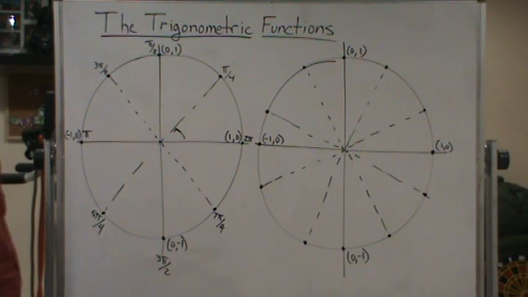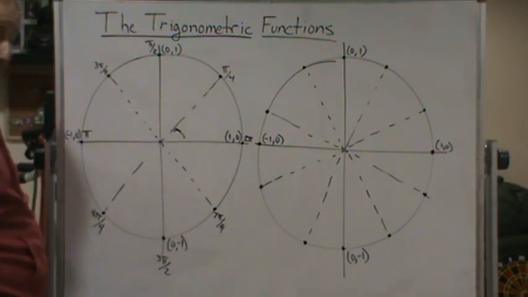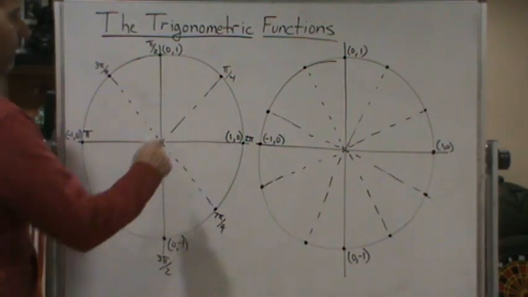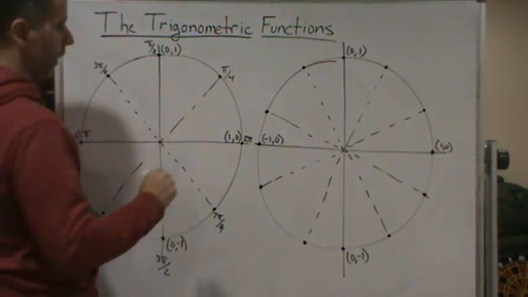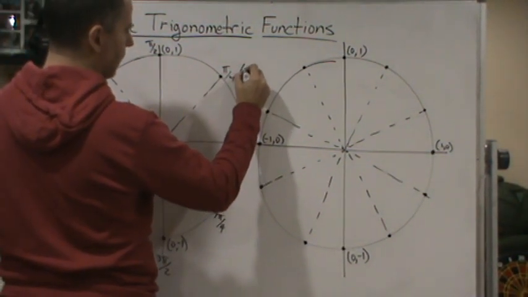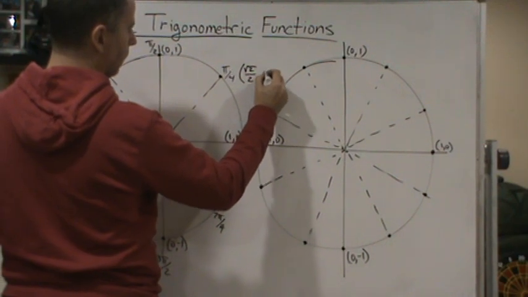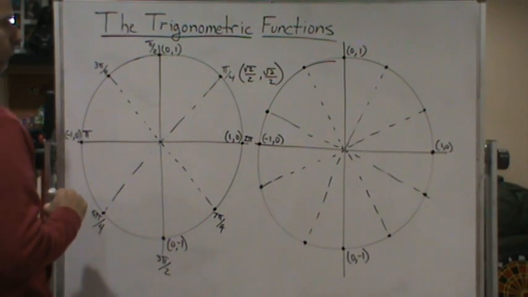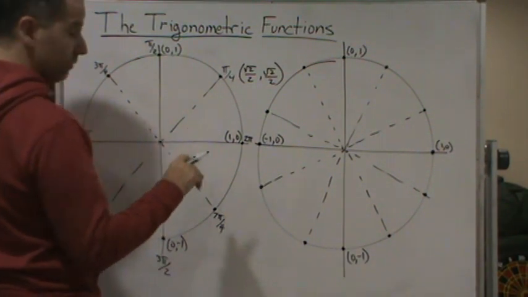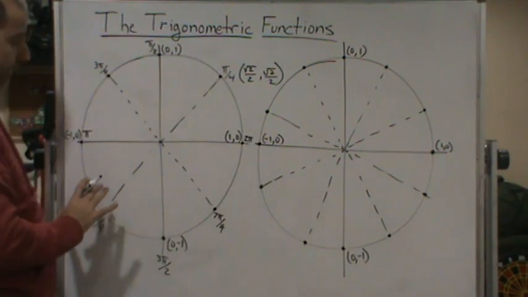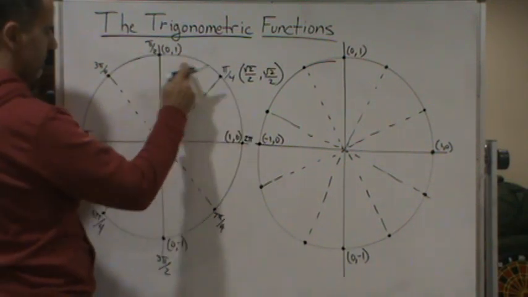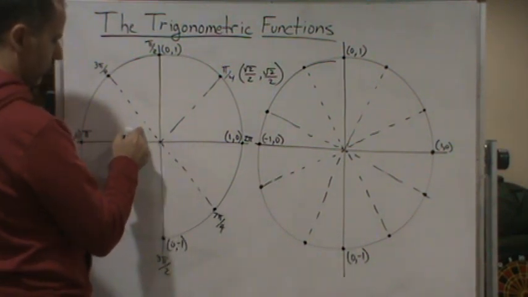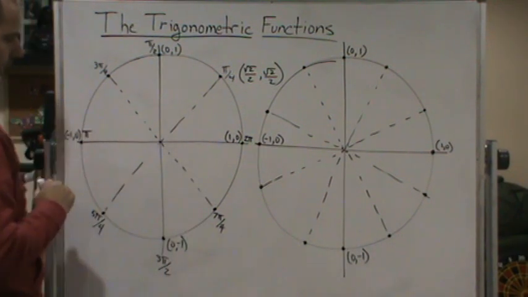So now what we want to do is, for each one of these central angle measures, we want to write down the x and y coordinates for the point on the circle. So for this one, it turns out to be square root of 2 over 2, comma, square root of 2 over 2. Okay? Now, notice that because this is symmetric, this point, this point, this point, this point are all 45-degree angles. All of these angles themselves are 45 degrees.